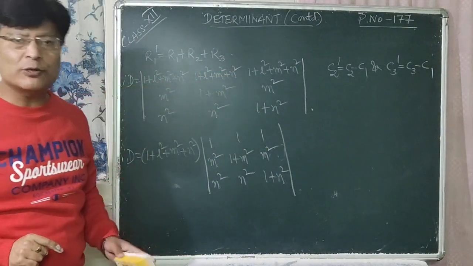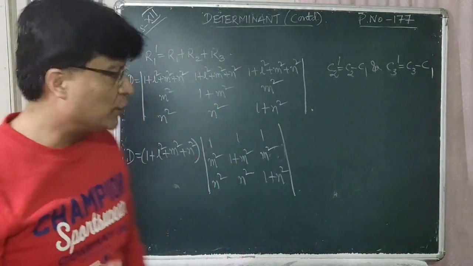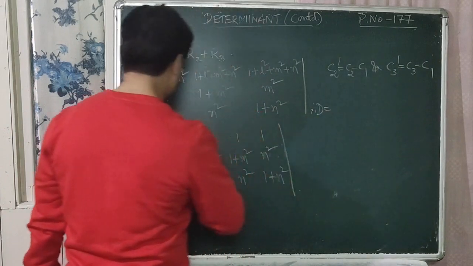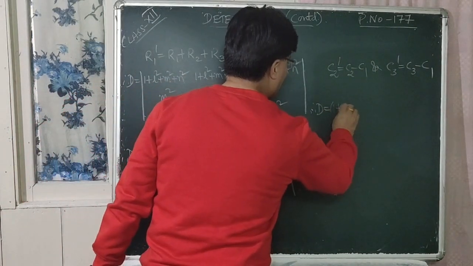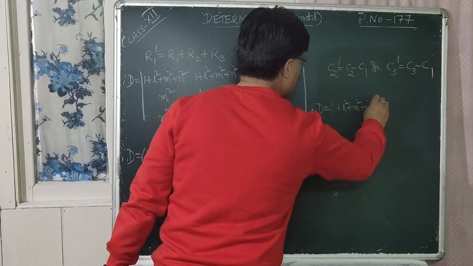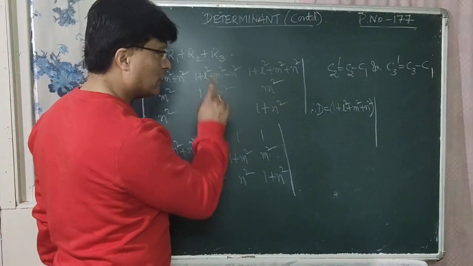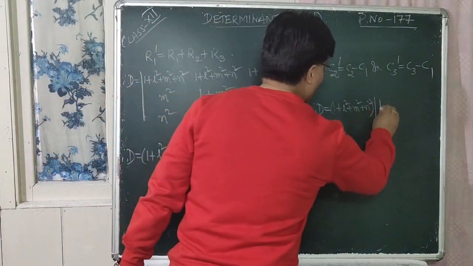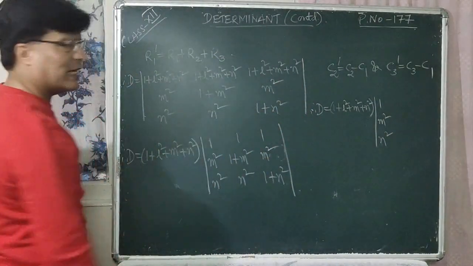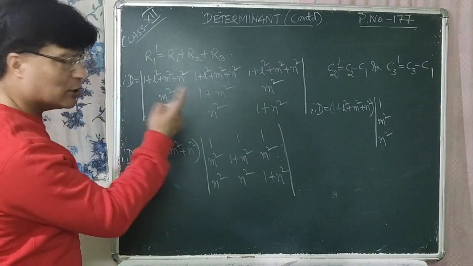Let's use these properties to make any 2 of these ones 0. So therefore D is equal to, within bracket, 1 plus l square plus m square plus n square, right? First column remains same, right? 1, l square, l square. This first column remains same. Now column 2 is changing. How does it change? C2 minus C1.